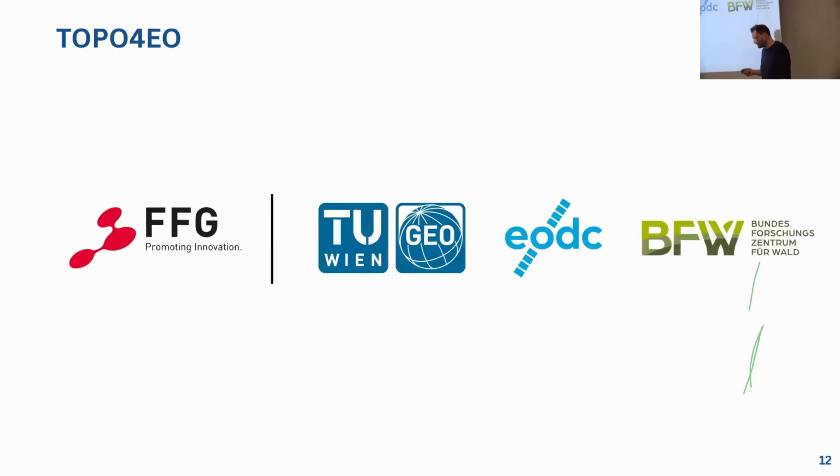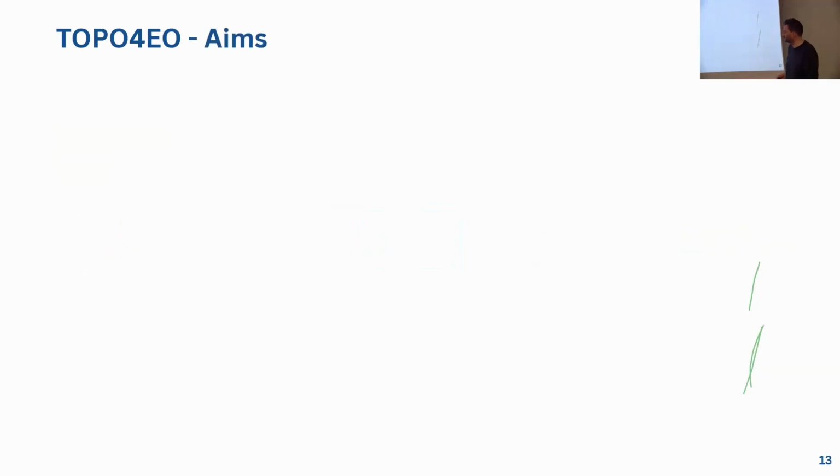And this is at the core, and this is the idea of TOPO4EO. And as I said, it's not only us, the TU Wien, it's together with the geodesy and it's together with the BFW. And we applied for it, we submitted this proposal in the course of the FFG call in the course of the Digital Twin Initiative in the first one. And we are lucky to have the potential to work on that.